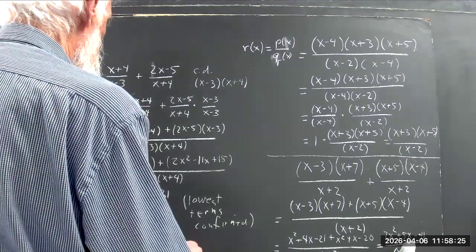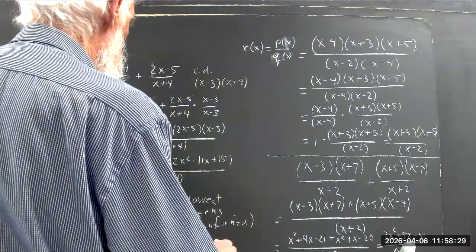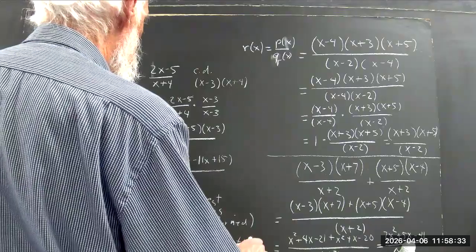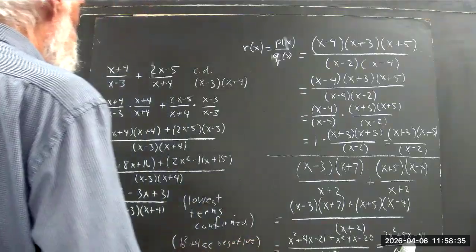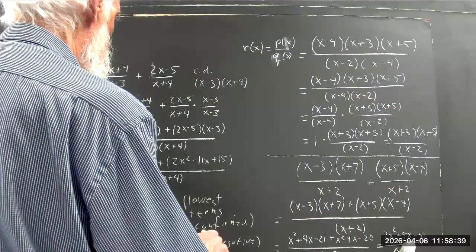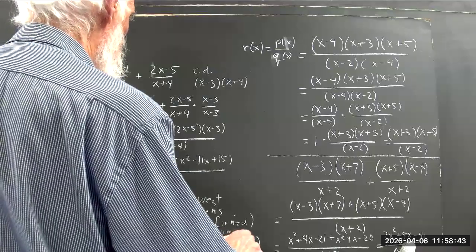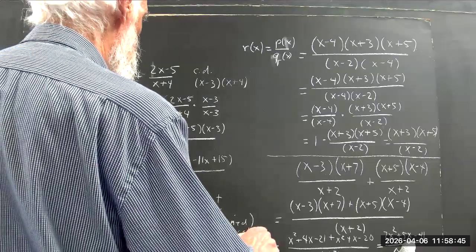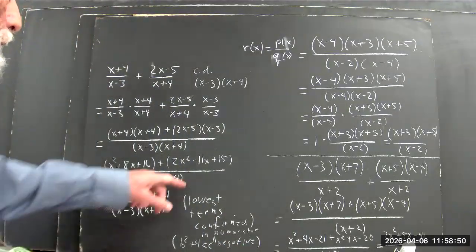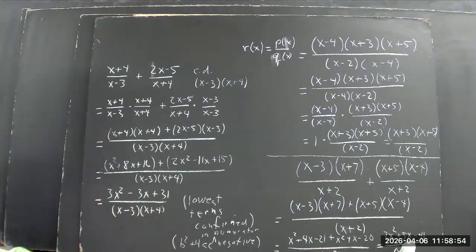I'll just write down here. b squared minus 4ac is negative. And before anybody gets confused, I'll write in the numerator is negative, which also tells us that this is in lowest terms. The numerator is in lowest terms.